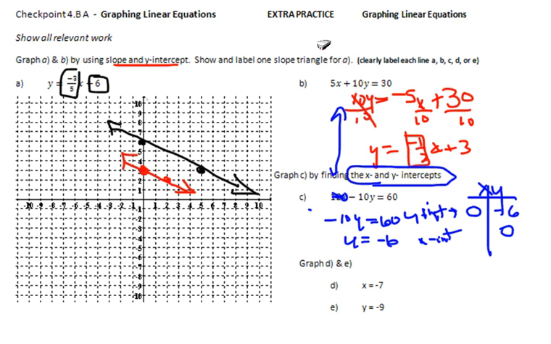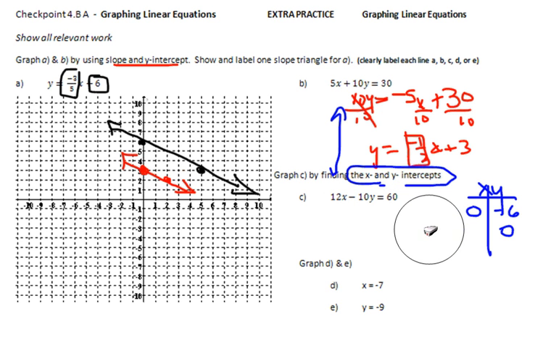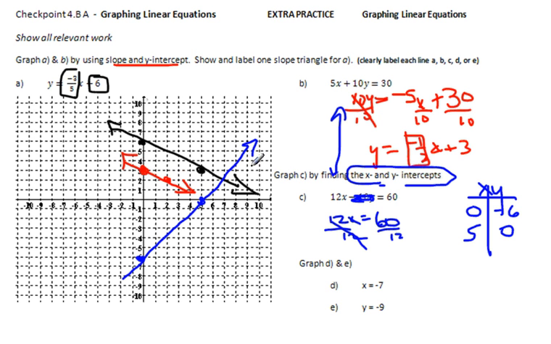So let me erase that. I'll erase all this stuff. And once I plug 0 in for y, then this disappears. 10 times 0 is 0, so it's minus 0. So I just get 12x equals 60. And you won't always get nice numbers like this. You might get decimals, and that's fine. So x is 5. So you just plot those 2 points, 0, negative 6. Make sure you know how to plot those points. And 5, 0. And draw that. Not bad. Perfectly straight line.